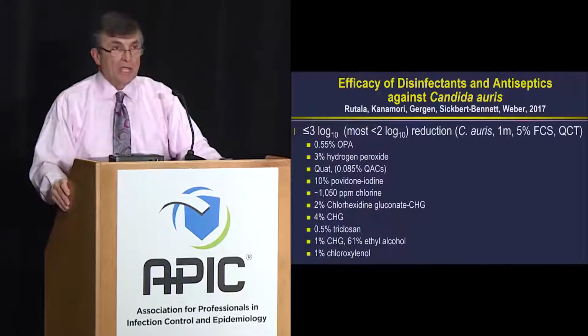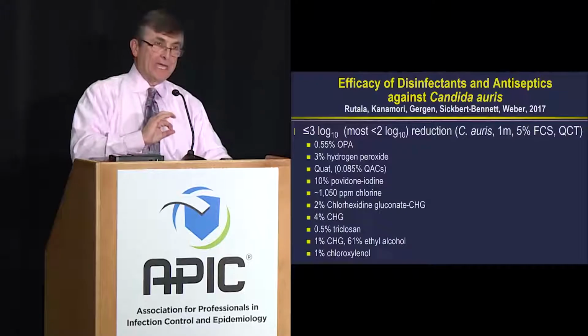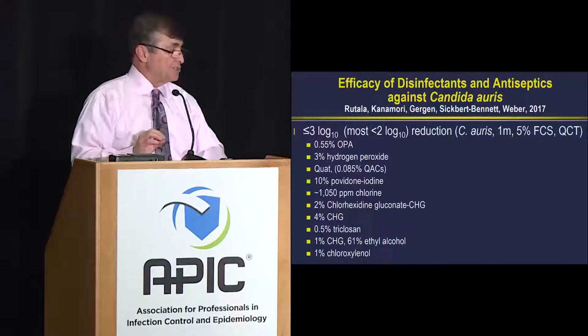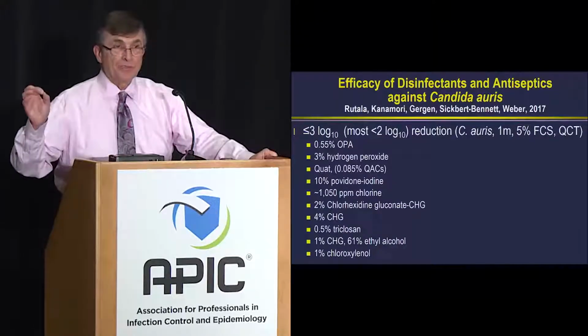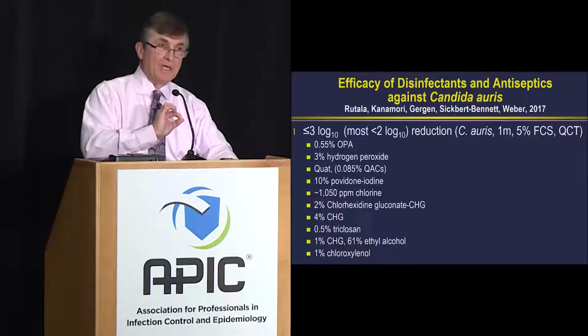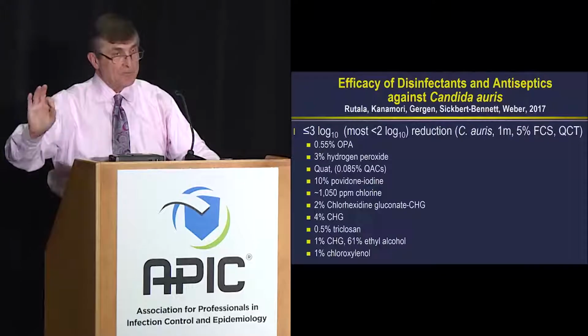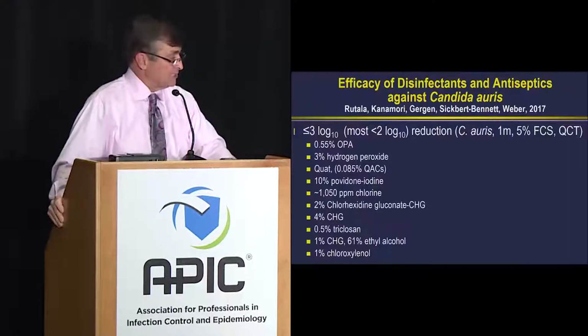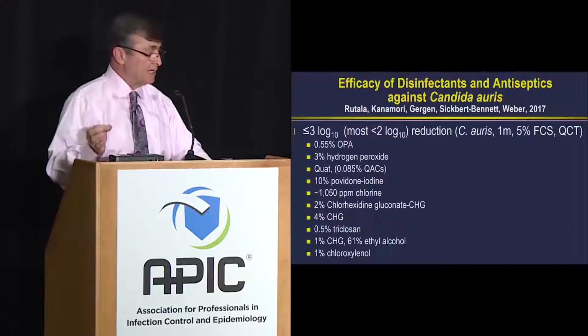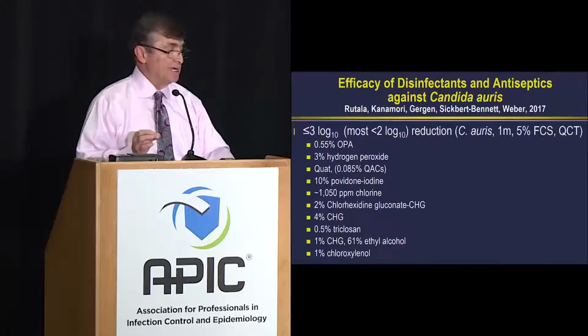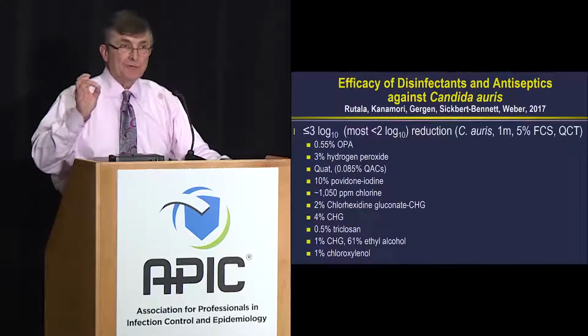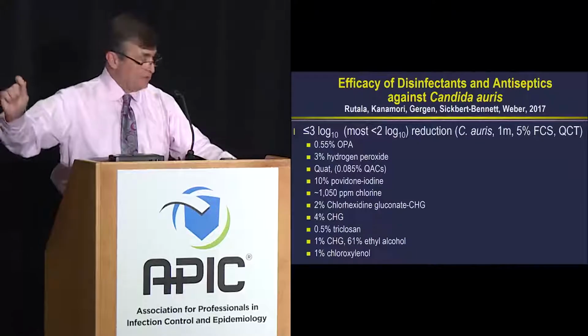Now here you see what did not kill Candida auris in 1 minute. You see things like orthophthalaldehyde did not kill in 1 minute. We actually tested orthophthalaldehyde in 5 minutes. It killed in 5 minutes, not in 1 minute. Slow acting. We see essentially 3% hydrogen peroxide. We see quat. We see povidone iodine. We see a lower concentration of chlorine, 1,000 parts per million, not 5,000.